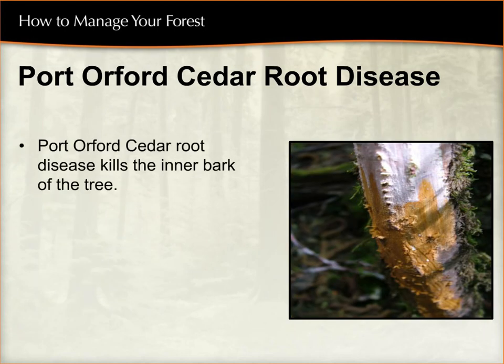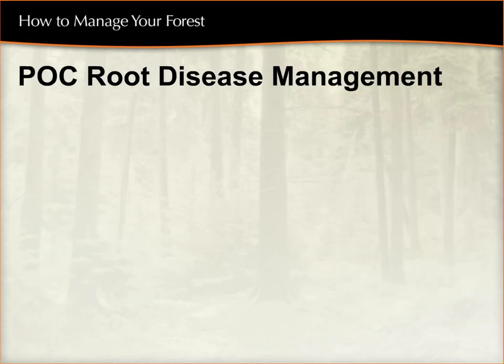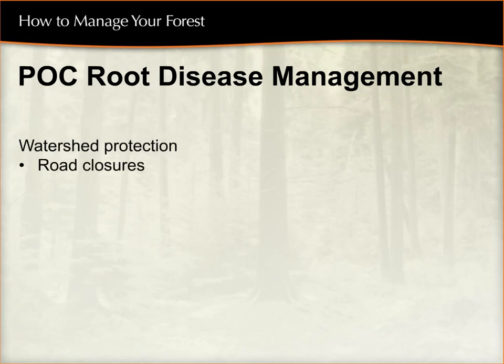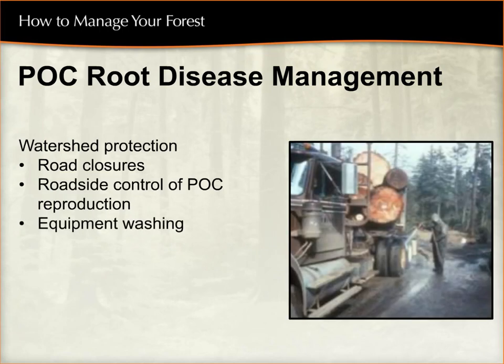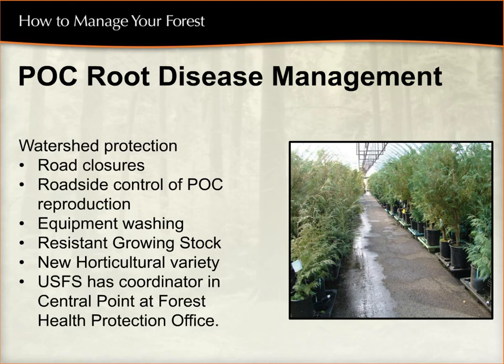The Port Orford cedar disease works by killing the inner bark of the tree. A distinguishing characteristic is a cinnamon color under the bark, which is normally rather light colored. The disease is managed by protecting the watershed, which is accomplished through road closures, roadside control of Port Orford cedar reproduction, thoroughly washing and cleaning equipment, growing tree stock that is genetically resistant, or planting new horticultural varieties. For more information about the disease, the United States Forest Service has a coordinator stationed in Central Point at the Forest Health Protection Office.